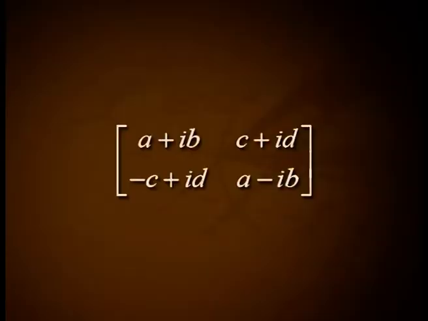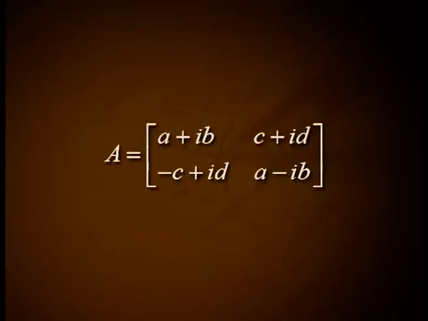Definition: a non-commutative division ring is called a strictly skew field. Example 11: show that the set M of all matrices of the form [[a + ib, c + id], [-c + id, a - ib]], where a, b, c and d are all real numbers, is a strictly skew field under matrix addition and multiplication.